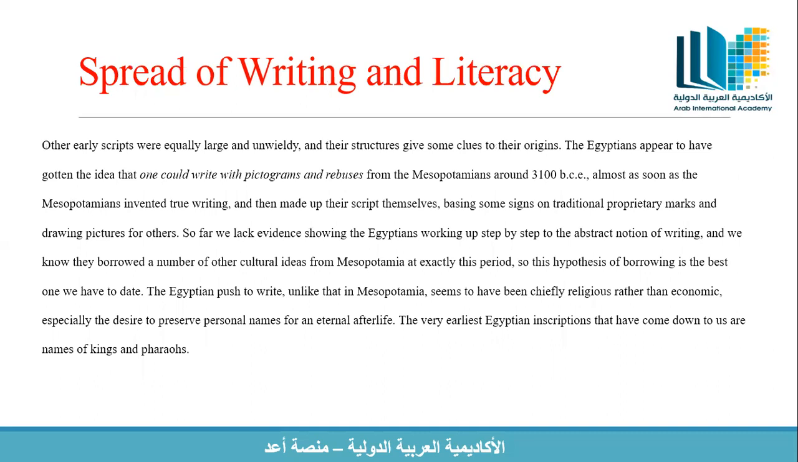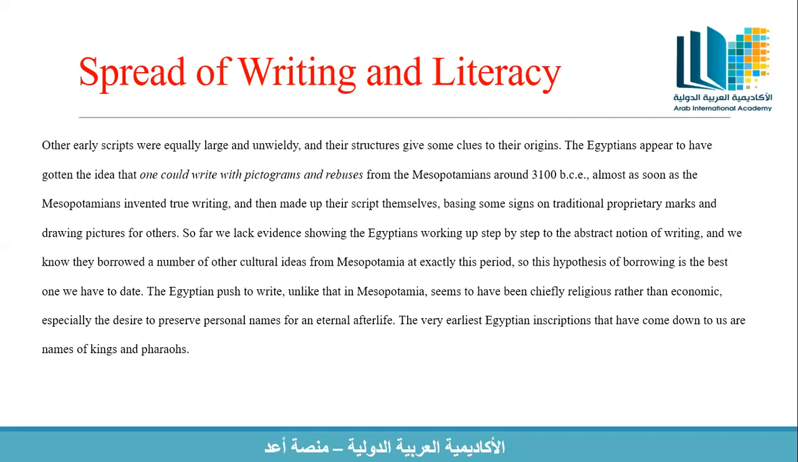So as we're talking about the spreading of reading and writing literacy, other early scripts were equally large and unwieldy, and their structures give some clues to their origins. So the Egyptians appear to have gotten the idea that one could write with pictograms and rebuses from the Mesopotamians around 3,100 years BC, almost as soon as the Mesopotamians invented true writing, and then made up their script themselves, basing some signs on tradition, proprietary marks, and drawing pictures for others.